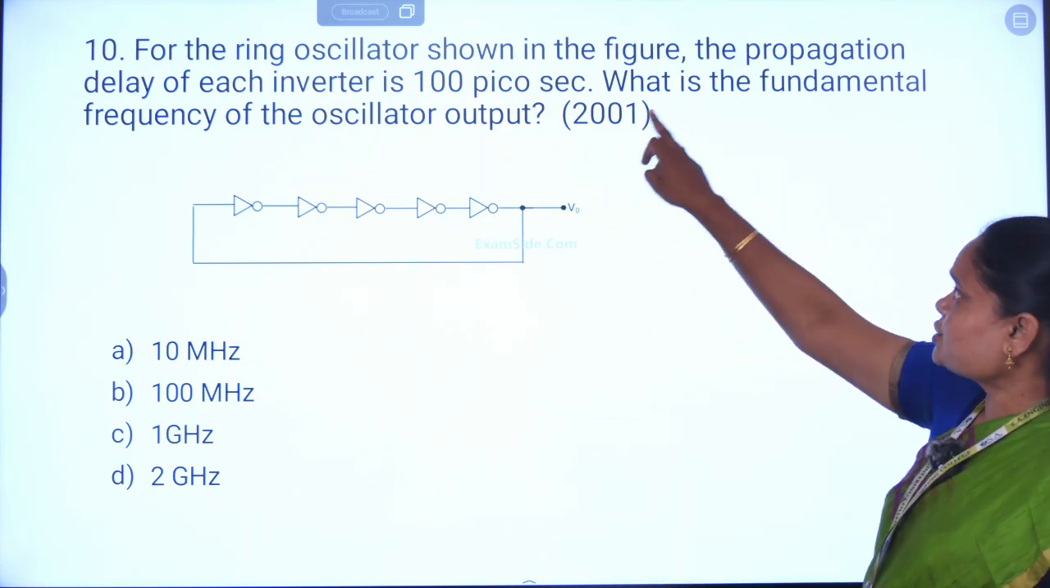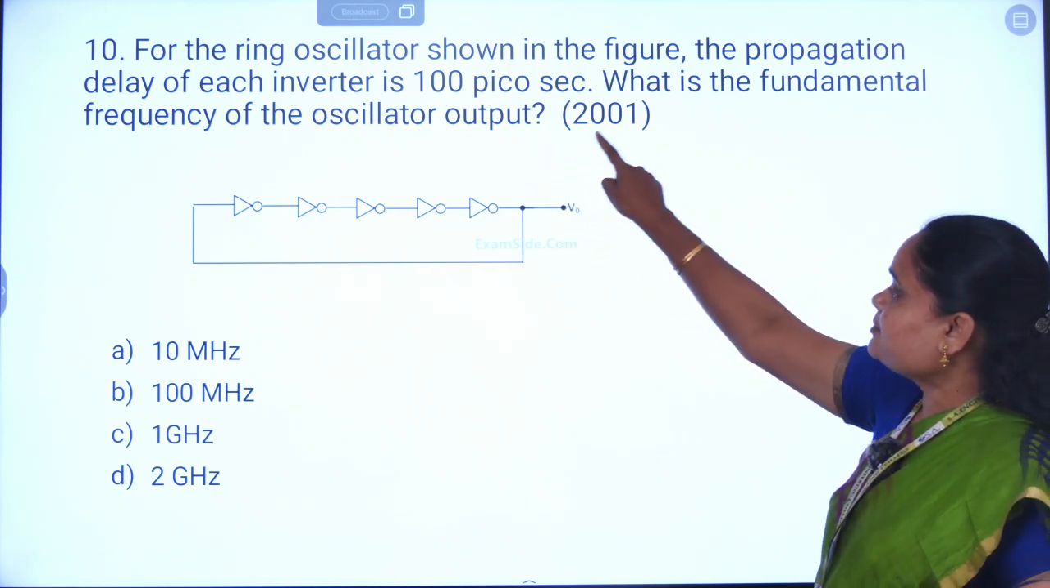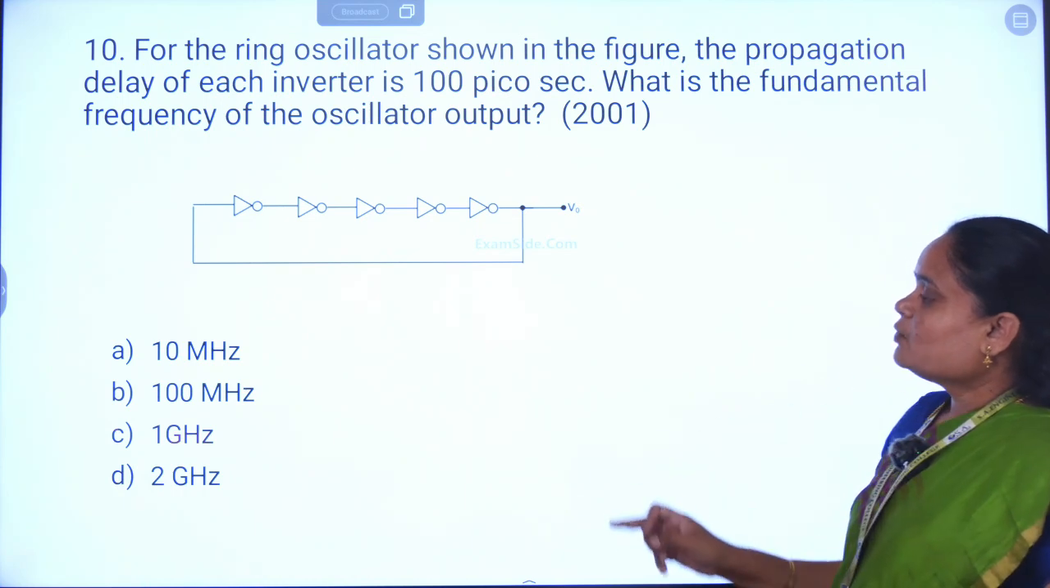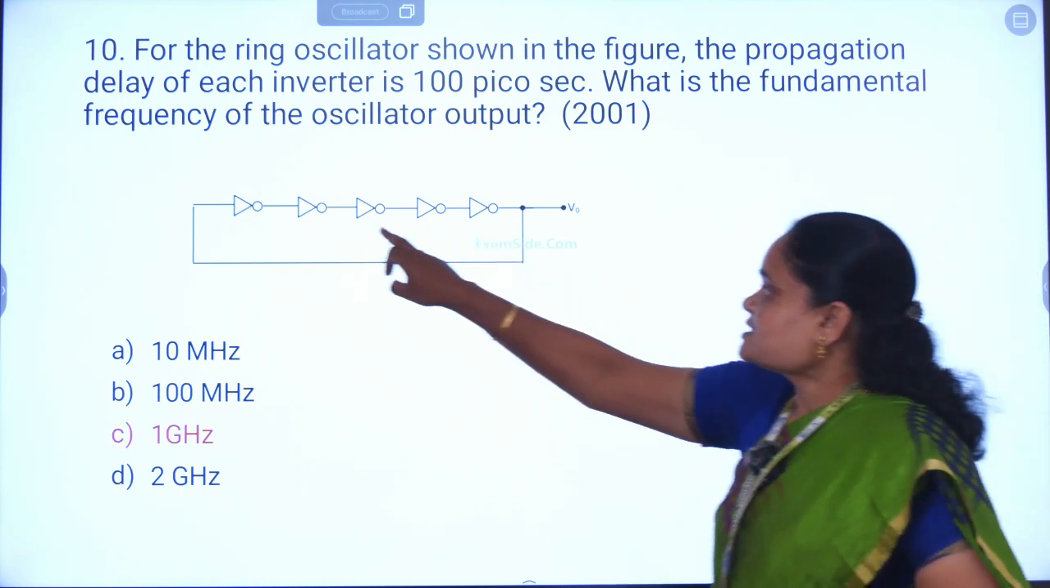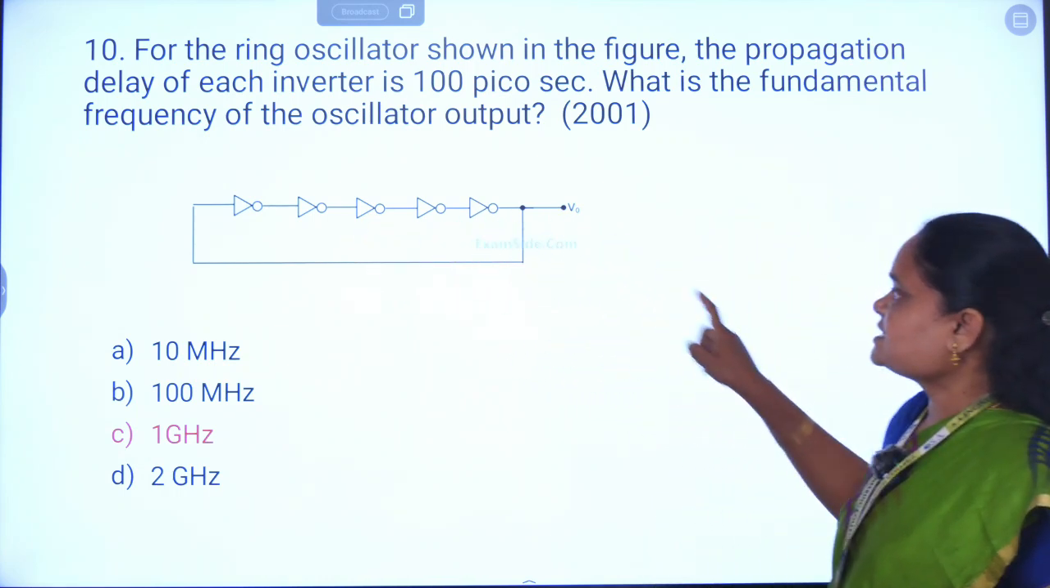For the ring oscillator shown in the figure, the propagation delay of each inverter is 100 picoseconds. So what is the fundamental frequency of the oscillator output? 1 gigahertz. Because this is given as 100 picoseconds, all are in series.